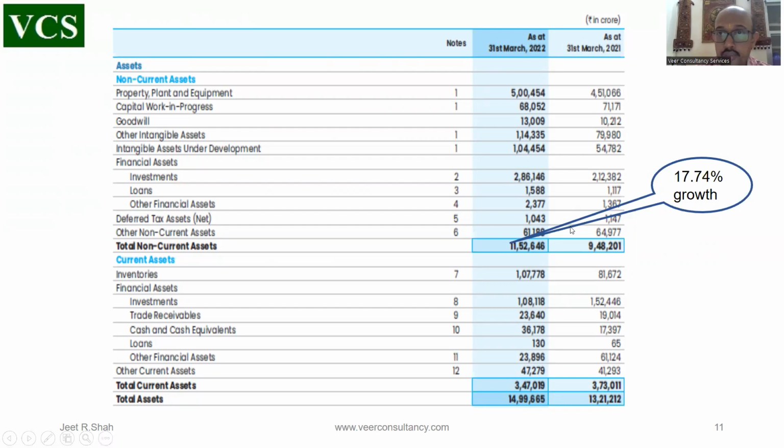If you can see over here, the movement of non-current assets: earlier it was 9,48,201 crores at 31st March 2021. On 31st March 2022, it is 11,55,2646 crores. So the growth in non-current, that is the long-term assets, is 17.74%. This itself tells you that the company is putting a huge amount of money so as to grow. These are long-term assets, which are growth assets.